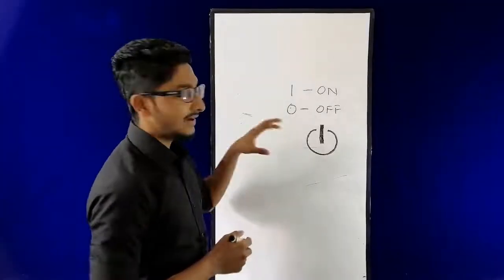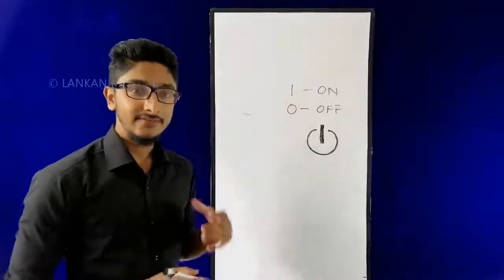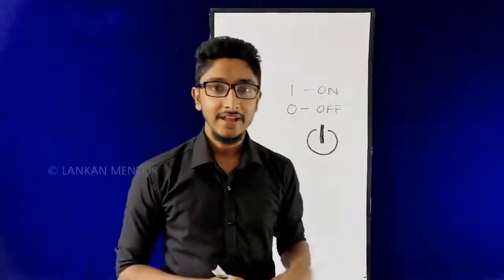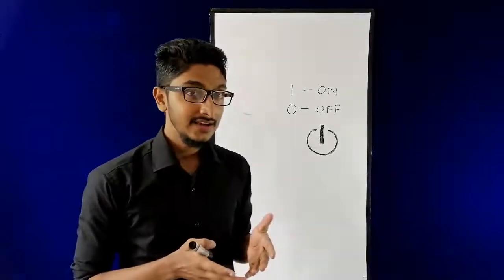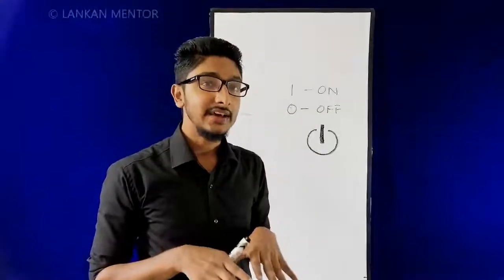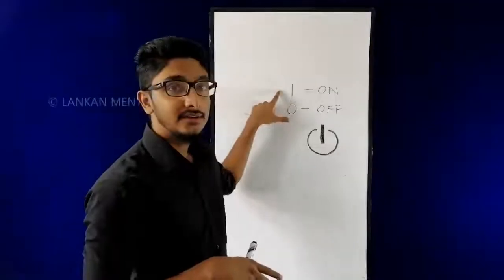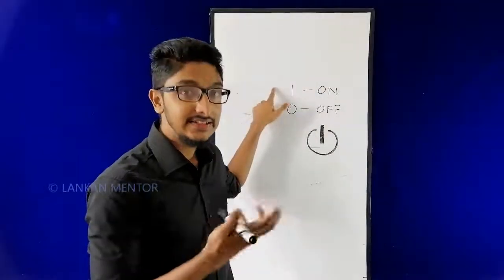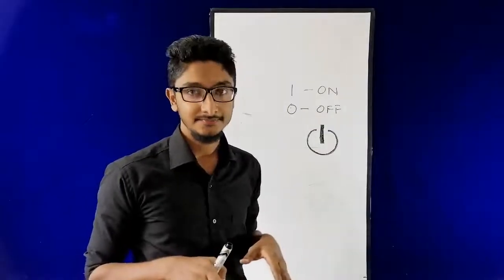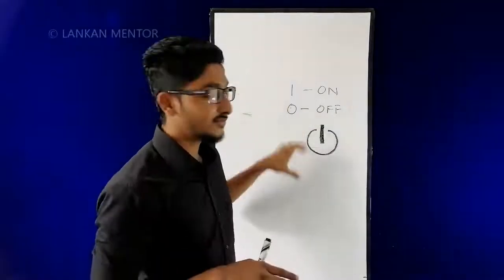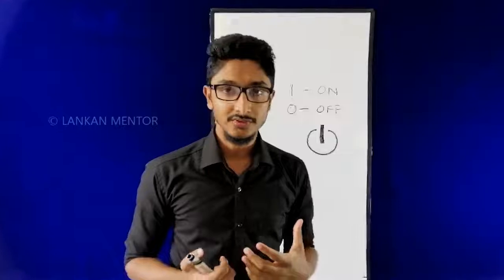So now every electronic device has this symbol. Why? Because they use electricity, which means we represent electricity as 1 or 0. 1 means there is electricity, 0 means there is no electricity, right? So that is what this symbol also denotes.